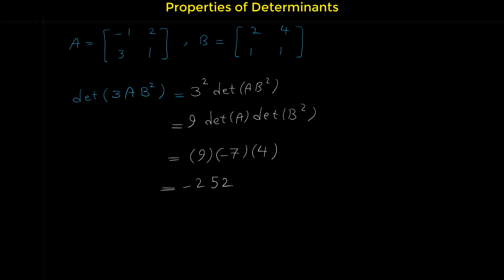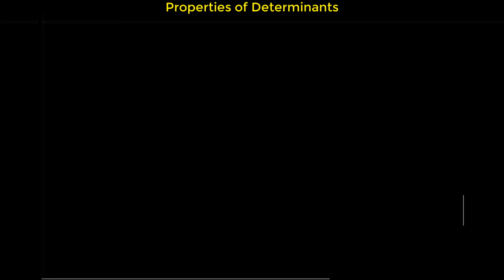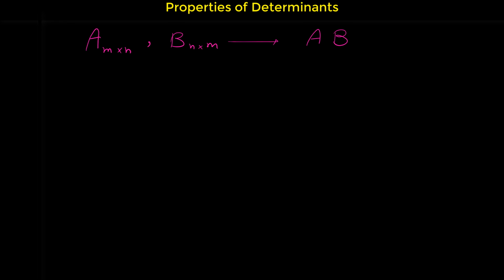Let me show you one more property of determinant of matrices and then I finish this video. Suppose we have an m by n matrix A. So note that matrix A is not a square matrix. And we have another matrix, say B, which is n by m. So none of these matrices are square. But if you pay attention, A times B is a square matrix.